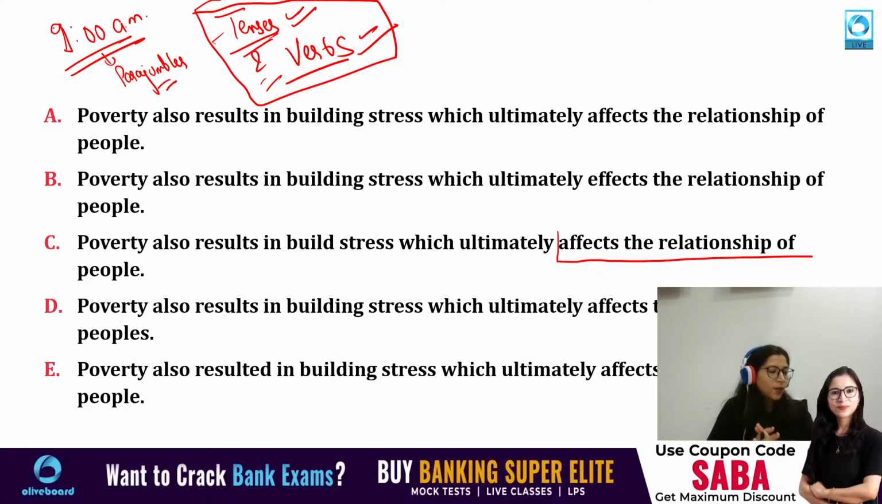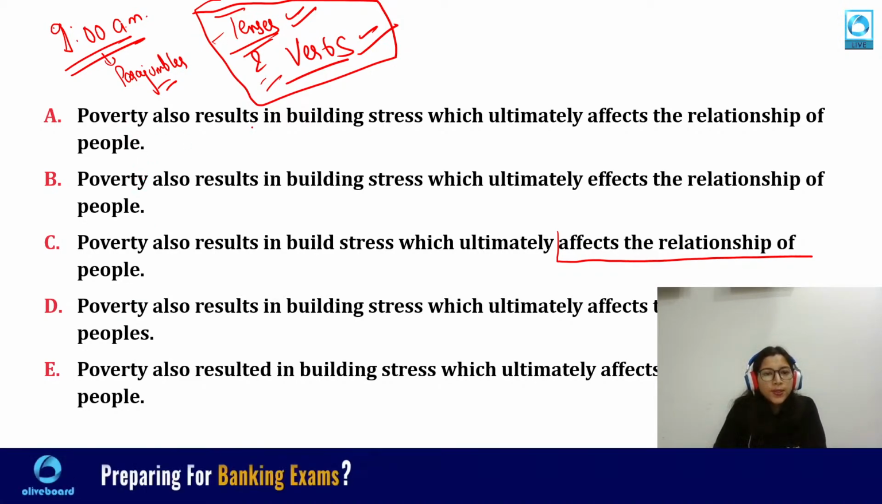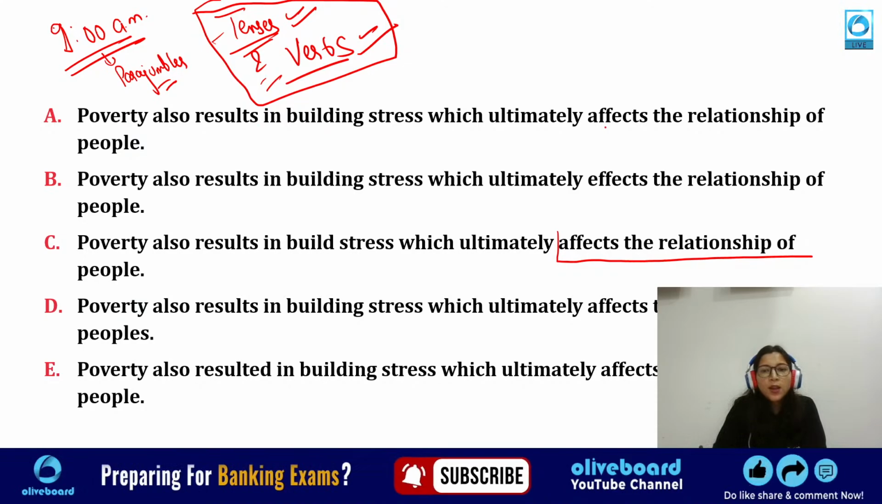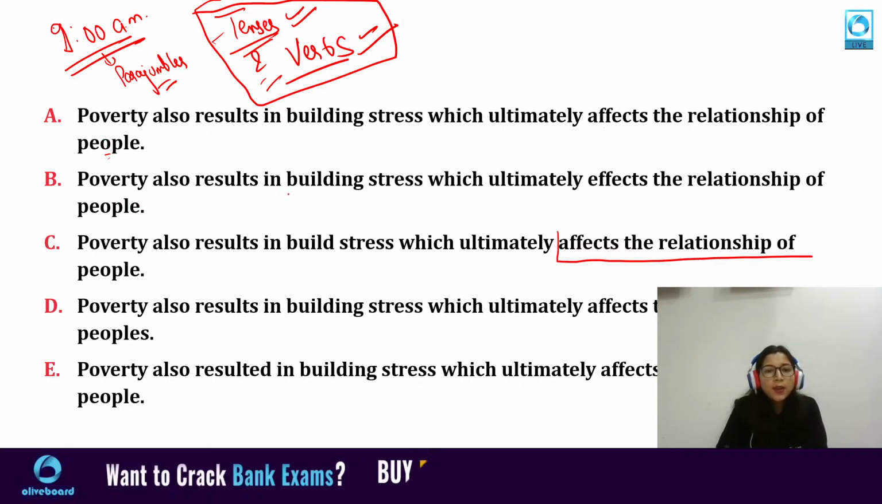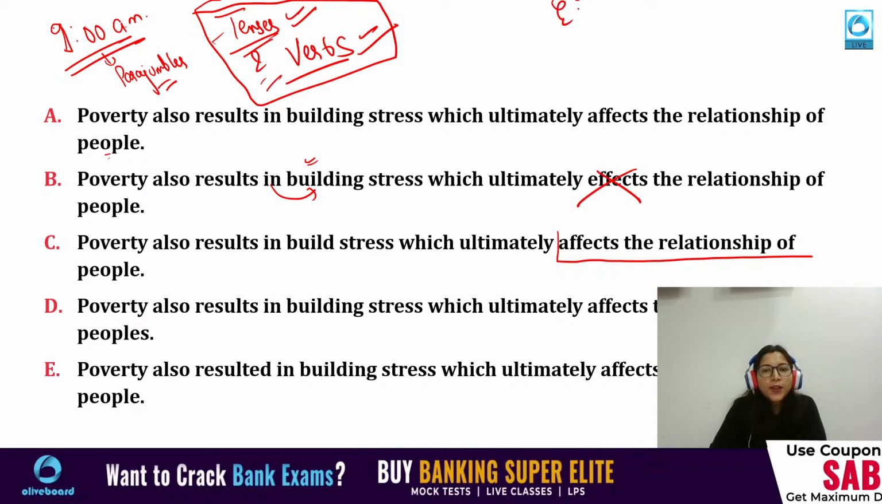Yes, now I have started getting the correct answer. Correct. Now see everyone. Very good. Poverty also results in building stress, which ultimately affects the relationship of people. B. Poverty also results in building. इनके बाद ing form आएगा, it is correct. Which ultimately affects. I told that effect is a noun.